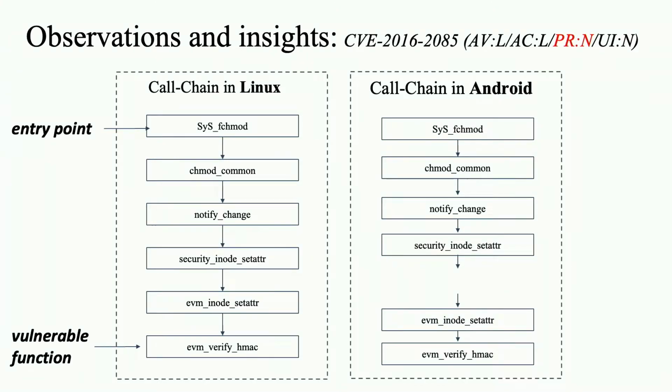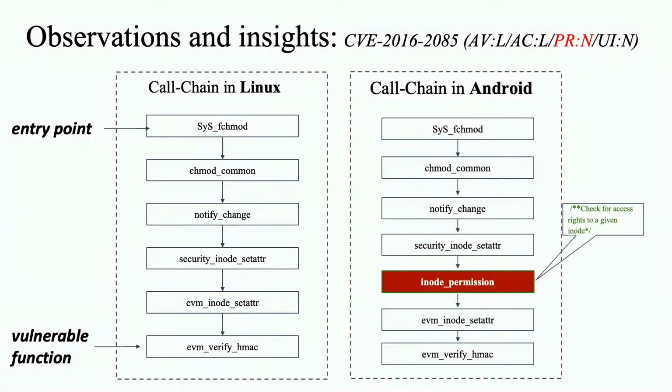Before that, I will give you a quick example showing the high-level insights of our approach. Let's take CVE-2016-2085 as an example. The left side of this slide shows the vulnerability call chain in Linux, which takes the system call as the entry point and the vulnerable function as the endpoint. The right side of the slide shows the vulnerability call chain in the Android kernel. The function inode_permission is a differential function which appears in the call chain in the Android kernel, but not in the call chain in the Linux kernel.